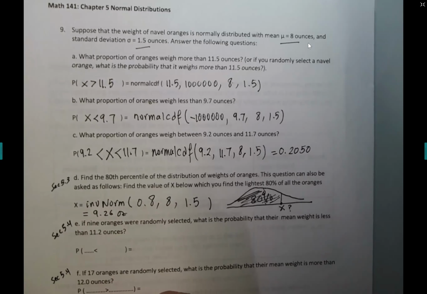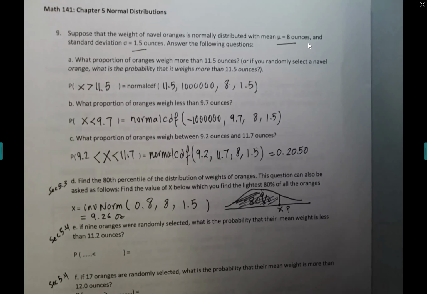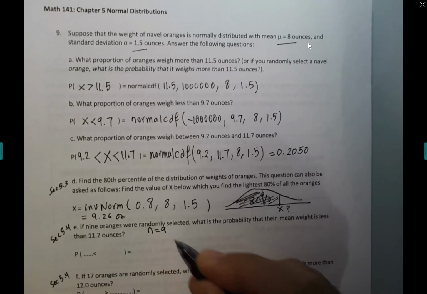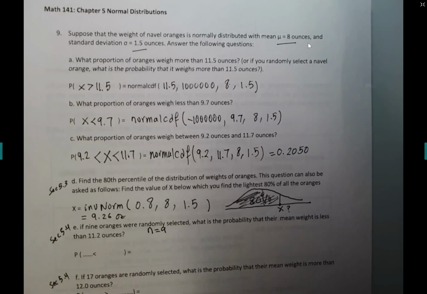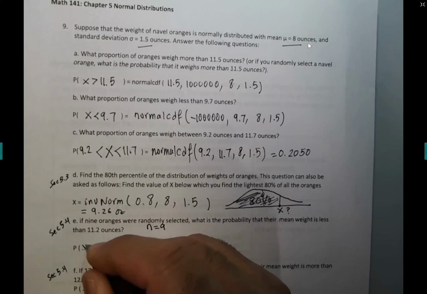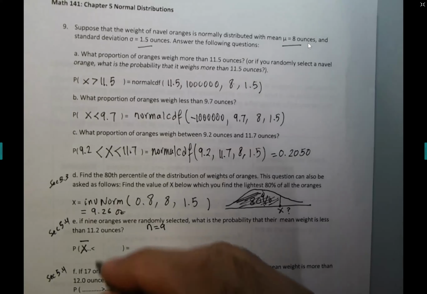That's section 5.3. To make it easy for you to review, guys, when you review those sections. Okay, watch. If 9 oranges were randomly selected, so n is 9, what is the probability that their mean weight is less than 11.2 ounces? Guys, please remember that. Take a note of it. If I say the mean weight, I'm talking about X bar, not X anymore. So you need to put X bar here. Less than 11.2 ounces.